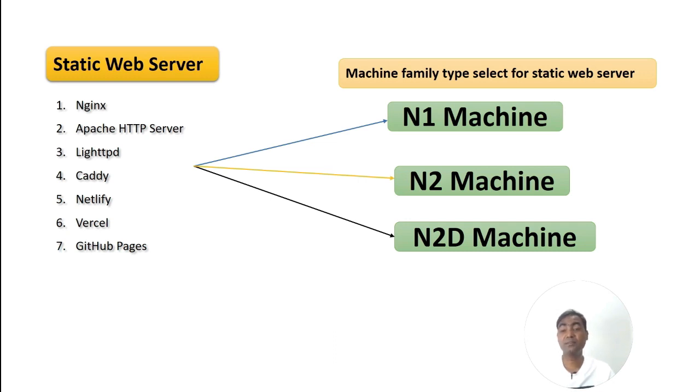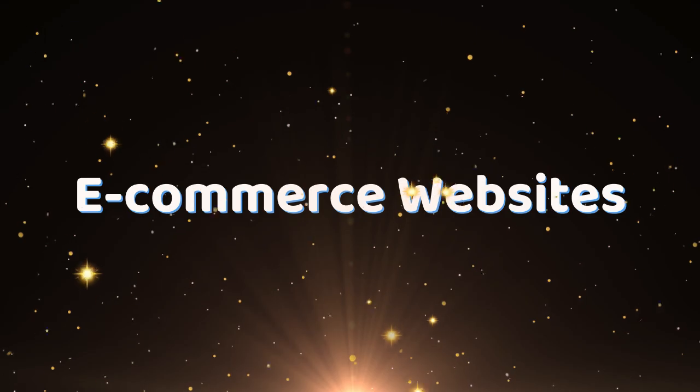N2D machines are the best choice for users who need the highest possible performance. They are the most expensive of the three machine family types, but they also offer the best performance compared to N1 and N2. Now guys, I hope you understand. For your static web server, you can select the machine family type, like N1, N2 or N2D, that is suitable for your requirement.